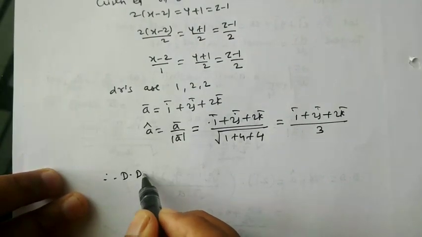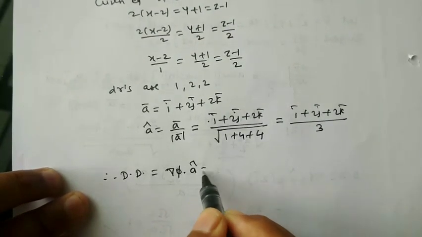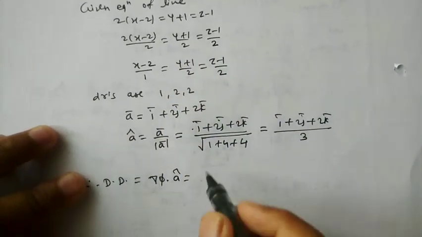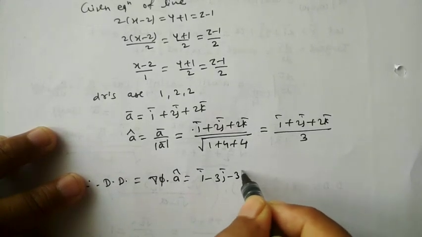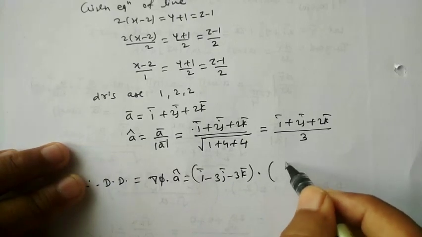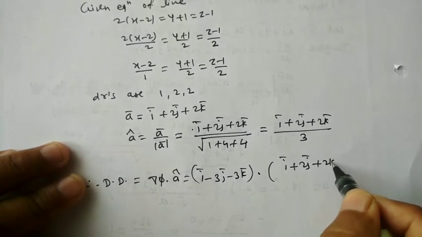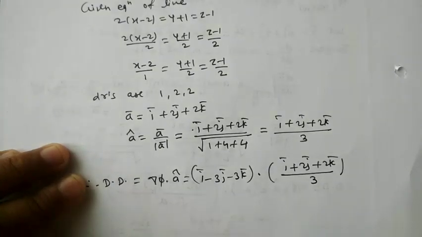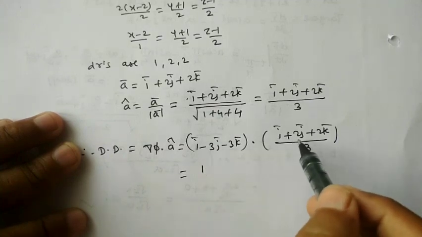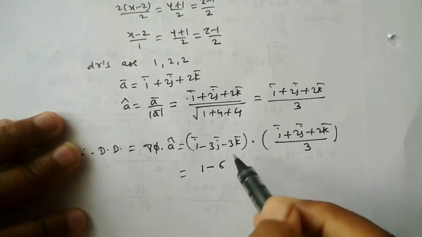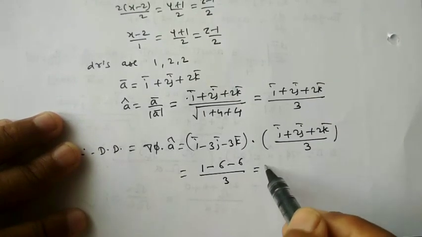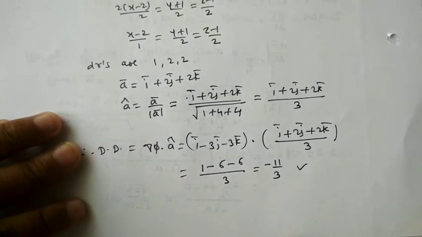Therefore the directional derivative is equal to del phi dot a cap. We already calculated the value of del phi. It is i bar minus 3 j bar minus 3 k bar, dot product with i bar plus 2 j bar plus 2 k bar upon 3. Now this is equal to a1 into b1, that is 1, a2 into b2, minus 3 into 2, that is minus 6, a3 into b3, minus 3 into 2, that is minus 6, upon 3, that is minus 11 upon 3. That is the final answer. Thank you.